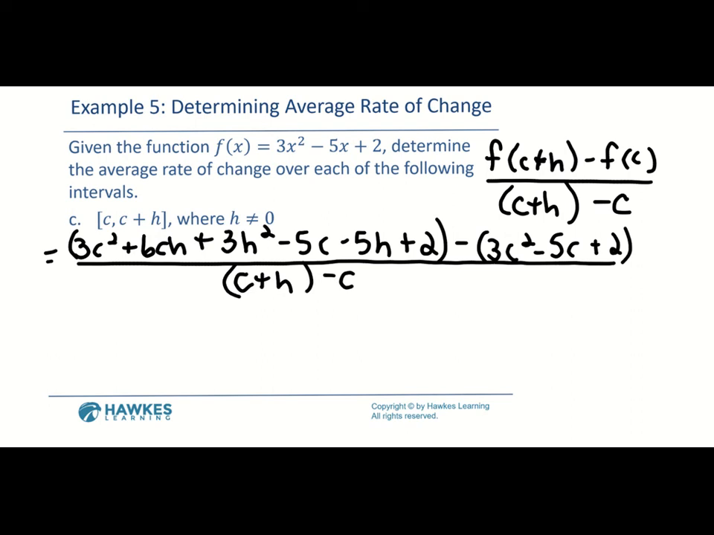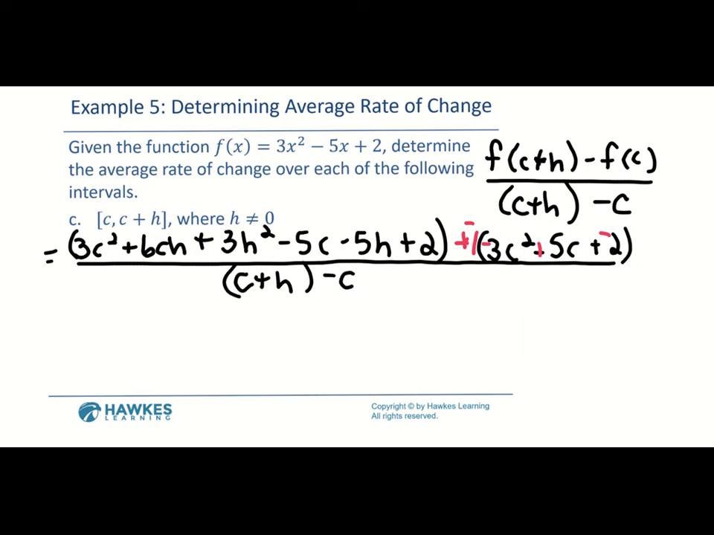So now we have to do a little simplifying. And the first thing I'm going to do is we have minus this second expression. So remember, it's like you have that negative 1 there. Let's distribute that negative 1. So that becomes a negative 3c squared. So we're going to do plus a negative 1 there. Positive 5c and a negative 2.